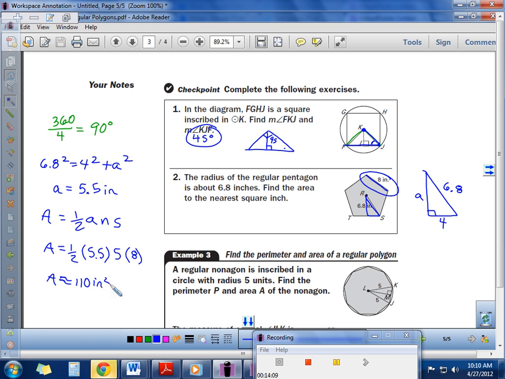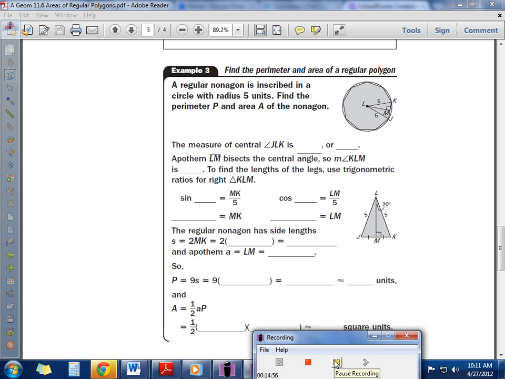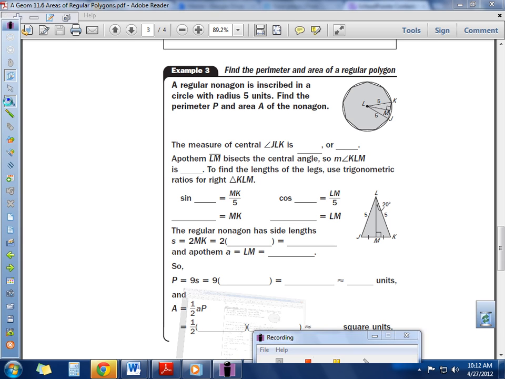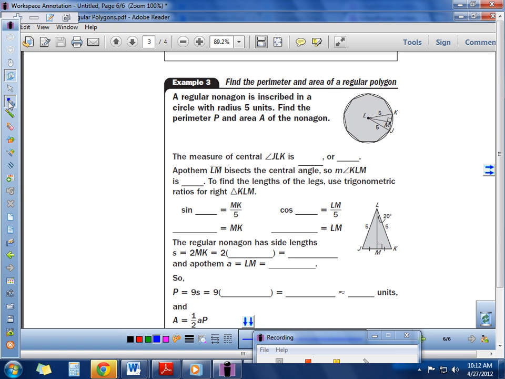Okay. All right, here's our last example. It says a regular nonagon is inscribed in a circle with a radius of 5 units. Find the perimeter and area of a nonagon. First thing, you look at that shape. Nonagon means how many sides? 9 sides. So the key thing is being able to draw that triangle I talked about. That goes from the radius, apothem, and then that half side. That's the triangle you must draw out to the side.